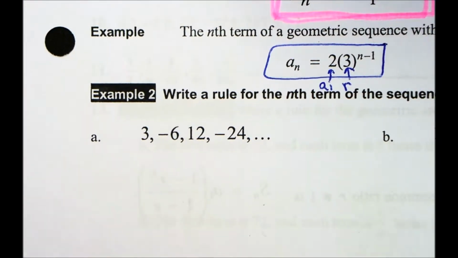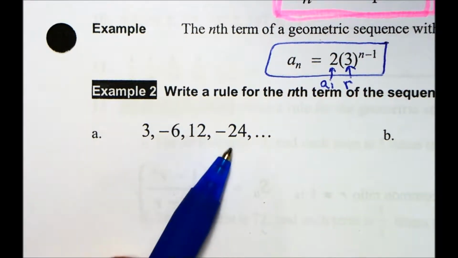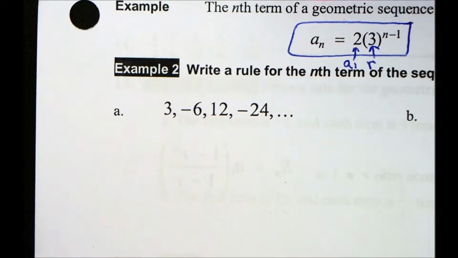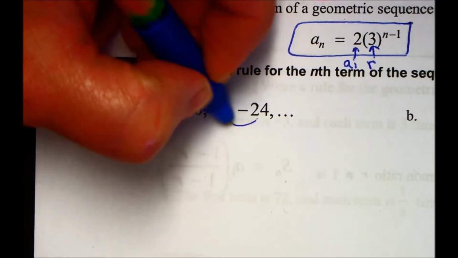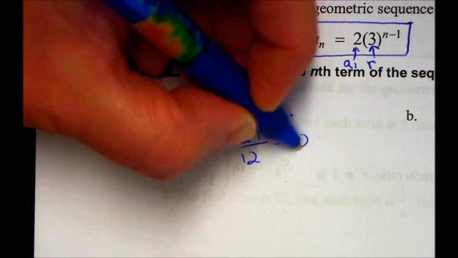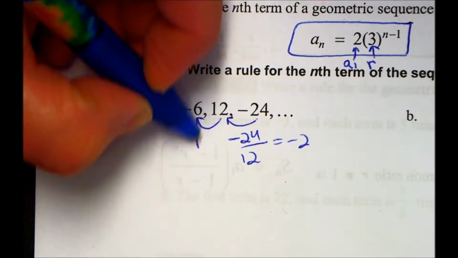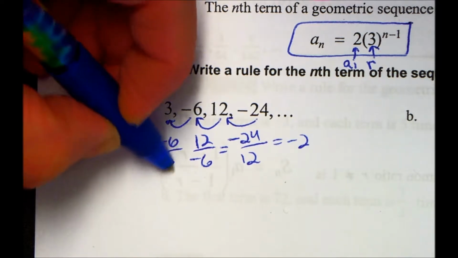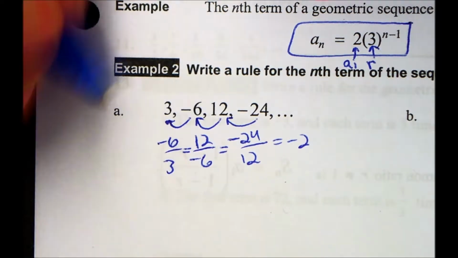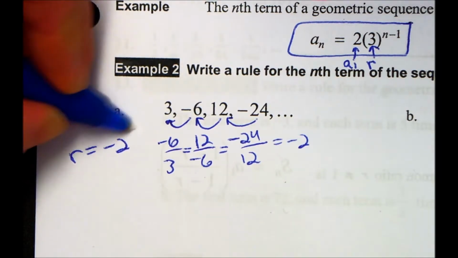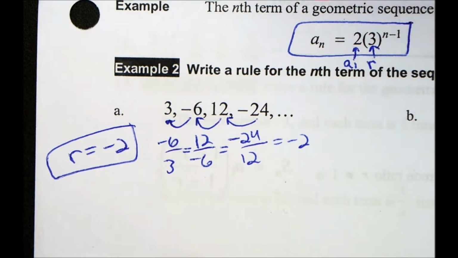So the first one's a relatively easier one because we have whole numbers, and it's going to be pretty easy to divide right to left. So negative 24 divided by 12 equals negative 2. 12 divided by negative 6 also equals negative 2. Negative 6 divided by 3 also equals negative 2. So our common ratio, r, equals negative 2.